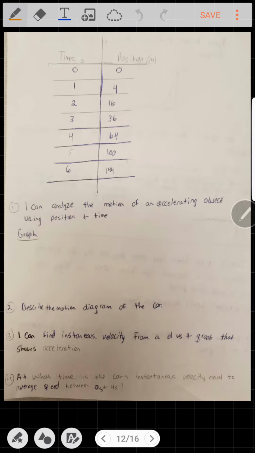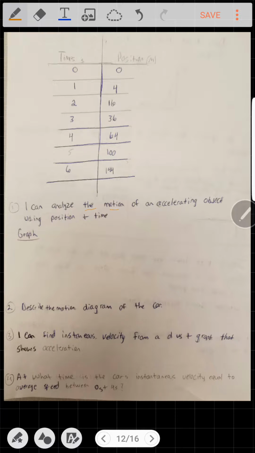Okay, so at the beginning, you're given a time versus position table. So here's the table, a time versus position table. And then you're asked to, first and foremost, show that you can analyze it. So the idea is, I can analyze the motion of an accelerating object using position and time.